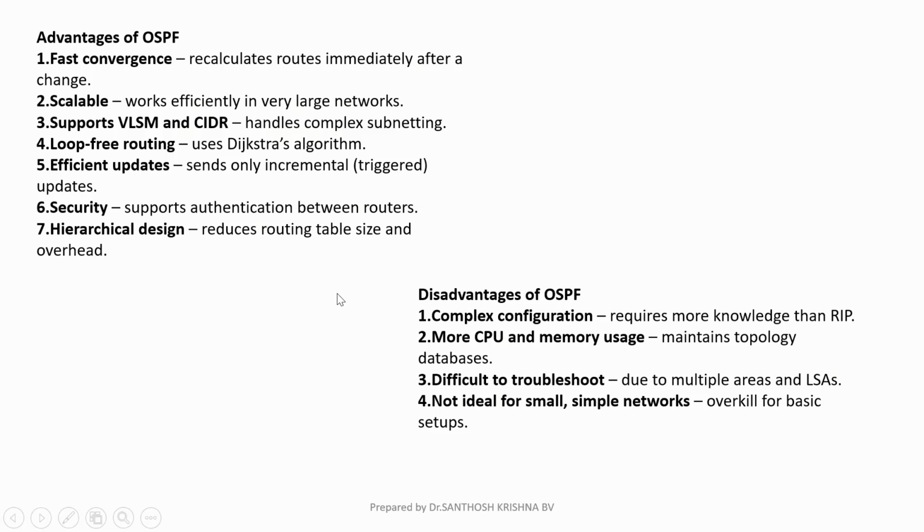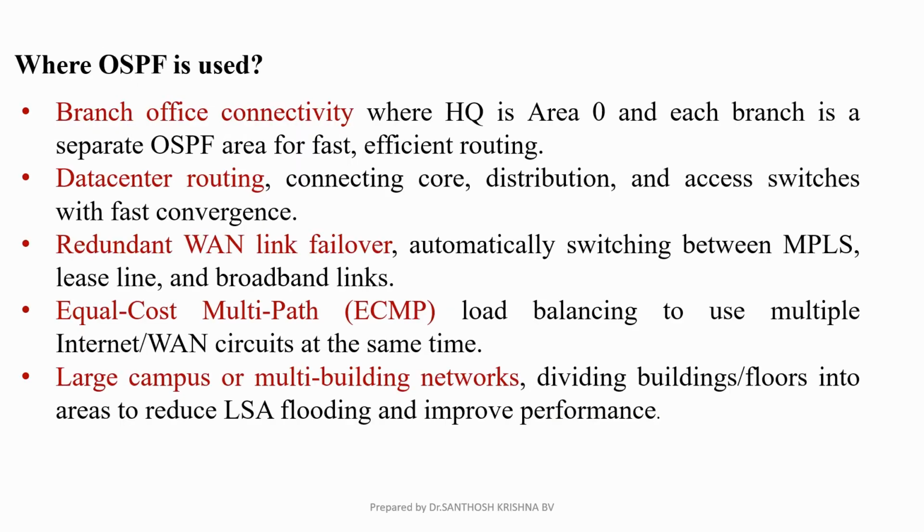And though there are some good advantages, we have a few disadvantages. The configuration is a little bit complex, and it requires more knowledge than the simple RIP, because RIP has a limitation of only 15 hops. We also have more CPU and memory usage, since to maintain the topology database we need more memory and CPU. It is difficult to troubleshoot if it has multiple areas, and it is not ideal for very small or simple networks. If it is a bigger, large or complex network, we can always go with OSPF.